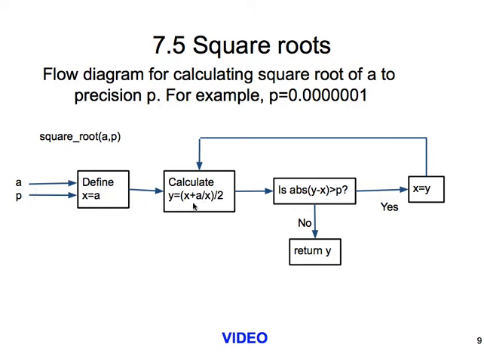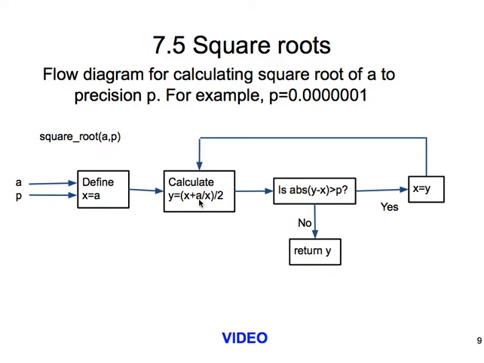Then it's going to do a calculation. It's going to set a variable named y equal to the result of x, whatever it is. In this case, it's going to initially be defined as a, but then it's going to change later. x plus a over x, and then that quantity divided by 2. That's the calculation it's going to perform.